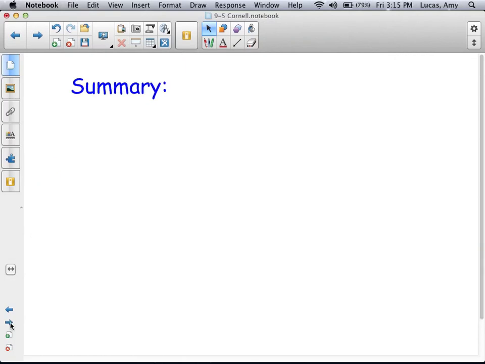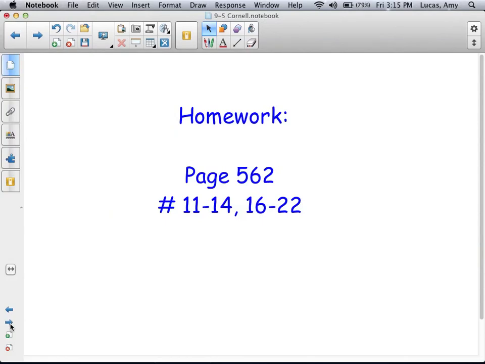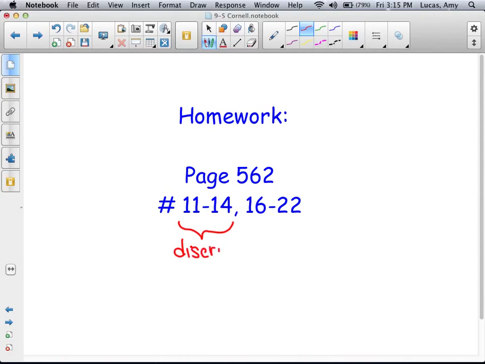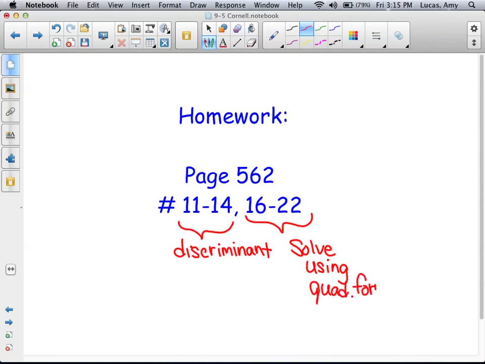So on your homework today, you are ready to write your summary, answering your essential question. And then the first part of the homework, you are finding the value of the discriminant, and you are saying how many solutions there are. On the second part, you are solving using the quadratic formula. So please make sure that you pay attention to when the directions change. So don't forget on 16 to 22 that you need to solve completely. So they're not just asking how many solutions there are. That's the end of lesson 9.5, day 2.